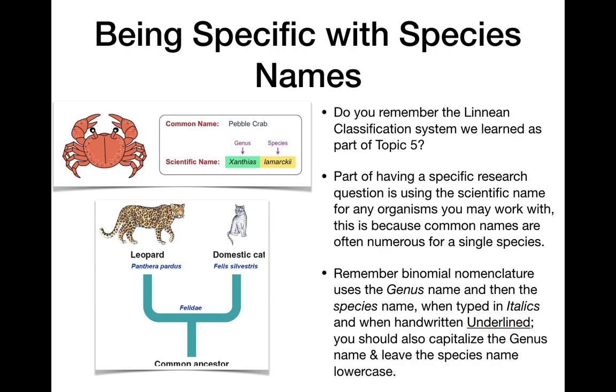You always capitalize the genus name. So here, look, Panthera is capitalized, Felis is capitalized, Xanthias is capitalized, and you leave the species name as lowercase. So lamarckii is lowercase, silvestris lowercase, pardus lowercase. So make sure you make a note of how to do this, and if you choose to use any sort of organism in your mock IA or your real IA you do next year, you have to use its correct binomial nomenclature scientific name.